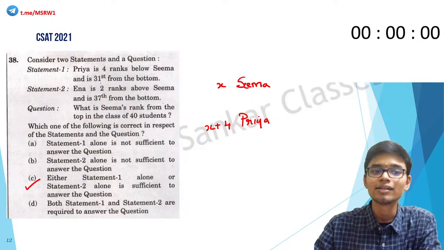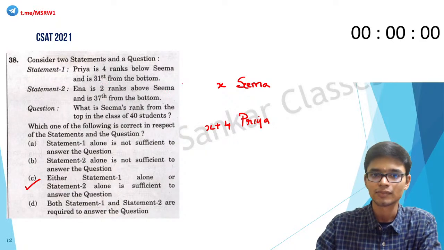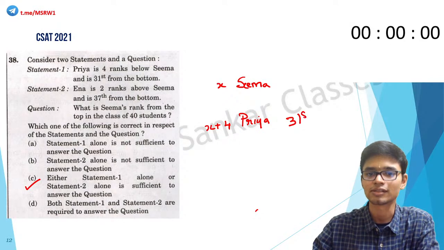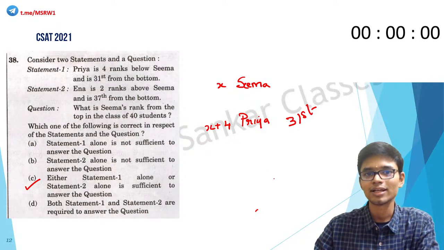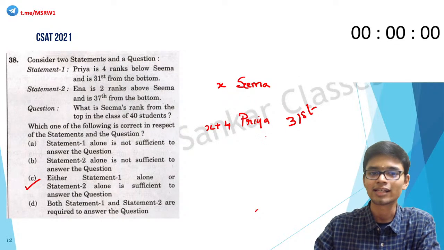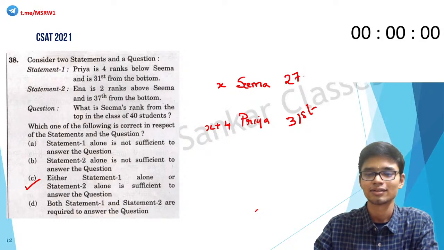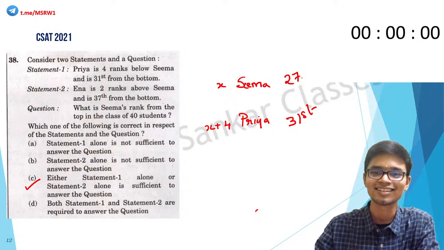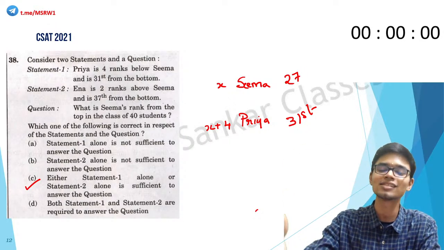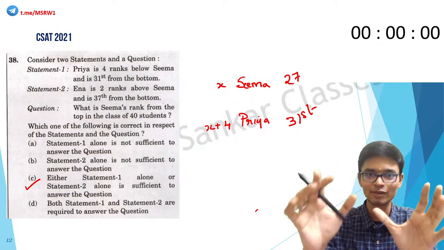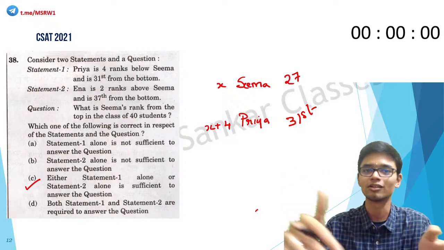Now, and is 31st from the bottom. So from the bottom, she is 31st. Clear? So Seema's rank is what? X plus 4 is 31. So X is 20. Is it correct? Or is it, this is where you get confused. Is it 27 or is it 35? Because this is the area where most of the aspirants went wrong and got the wrong answer.